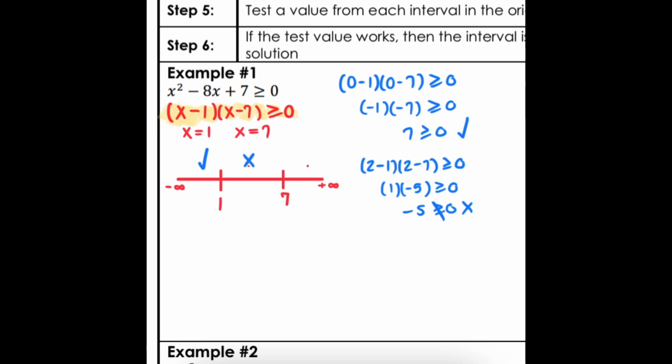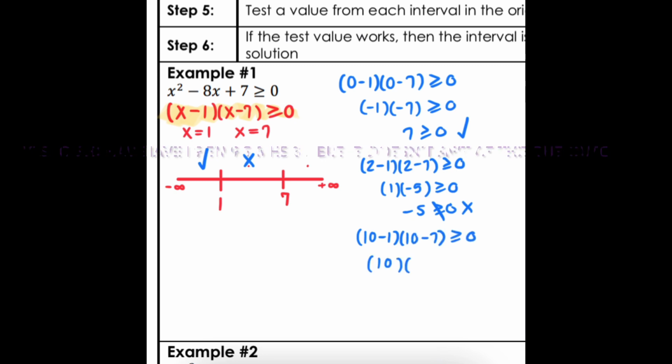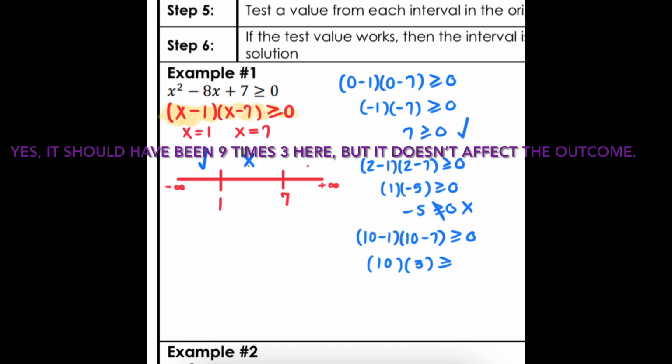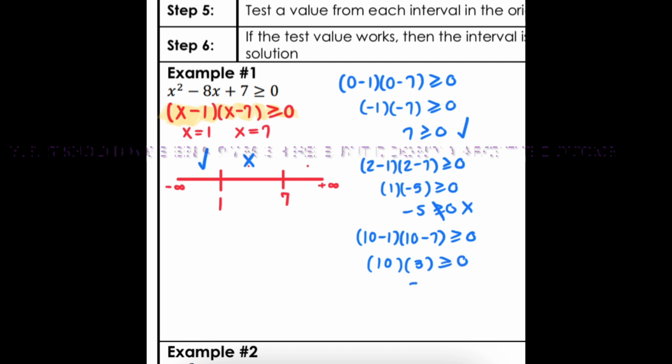And then the last section you're going to check is this one right here. So a number between 7 and infinity, you can pick anything you want. I'm going to pick 10. So that is true. 30 is greater than 0. So this interval also works.